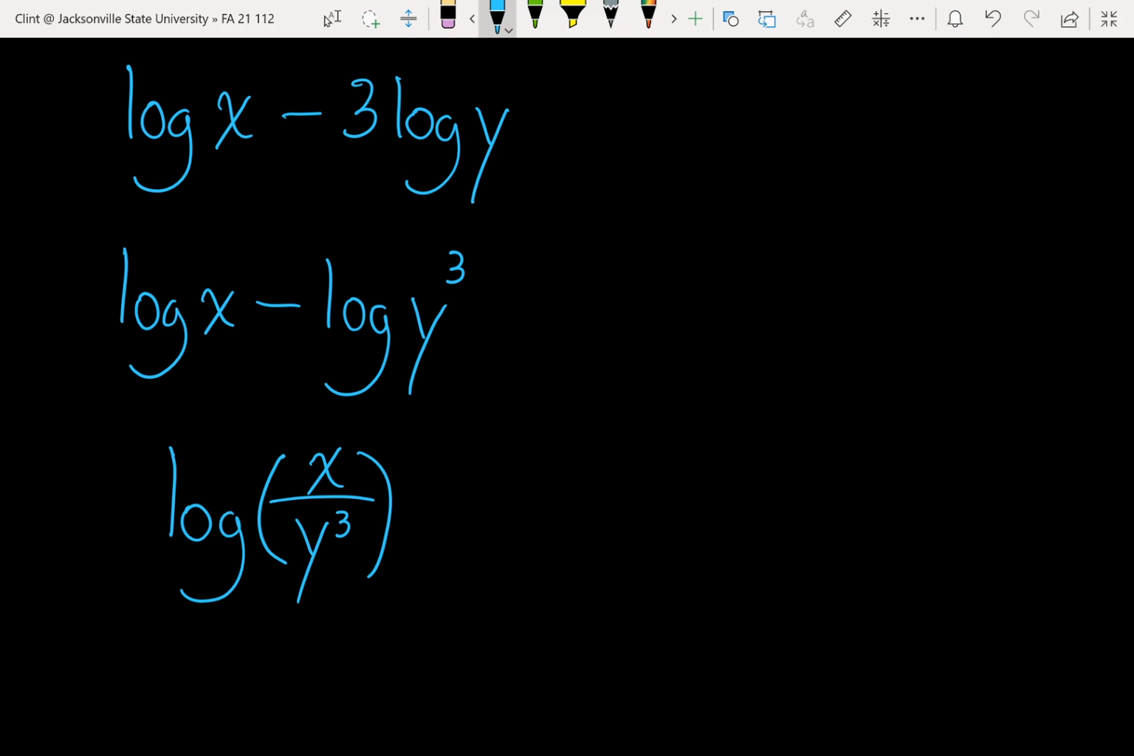Over log y? Yeah, it would be, because the division has to be inside the logarithm.